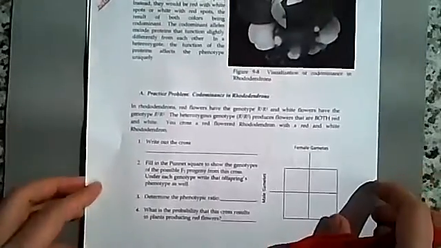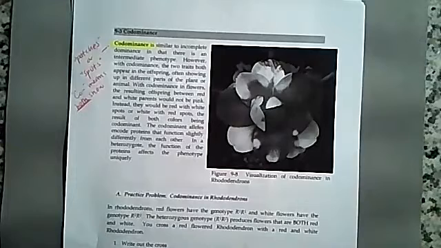Okay, so codominance is the next thing we're going to go over in this video. Codominance is similar to incomplete dominance in that there is an intermediate phenotype. However, with codominance, the 2 traits both appear in the offspring, and they appear in different parts of the plant or the animal. With codominance in flowers, the resulting offspring between red and white flowers would not actually be pink. Instead, they would be red with white spots or white with red spots, the result of both colors being codominant. Okay, so that means that they're both dominant, so they're both going to show up and they're not going to mix together.